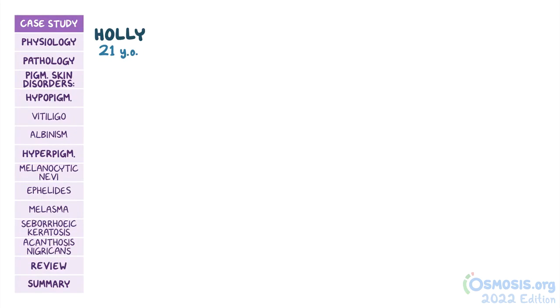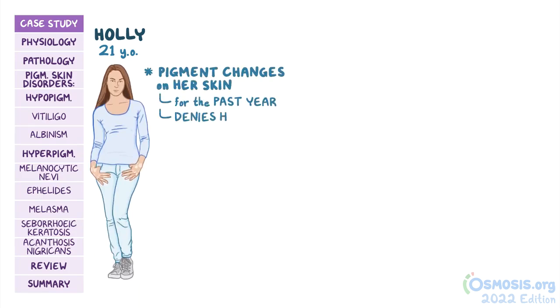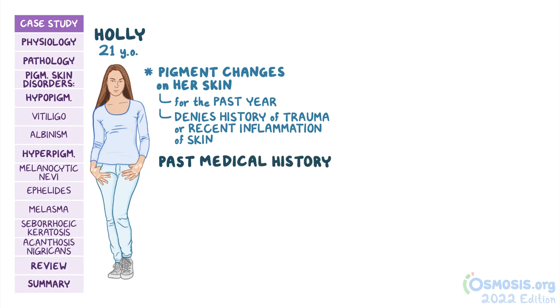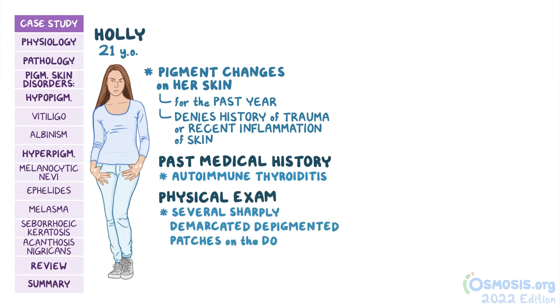21-year-old Holly comes to her primary care provider's office complaining of pigment changes on her skin for the past year. She denies any history of trauma or recent inflammation of the skin. Her past medical history is significant for autoimmune thyroiditis. Physical examination shows several sharply demarcated, depigmented patches on the dorsum of both her hands and wrists.